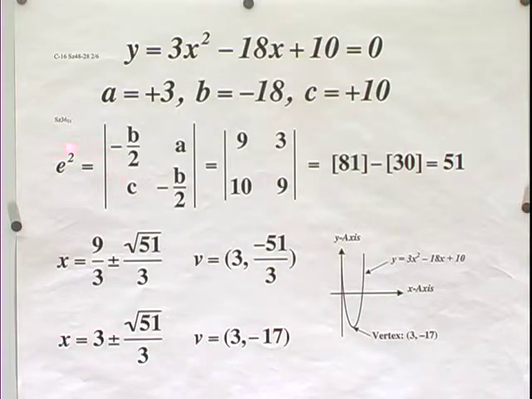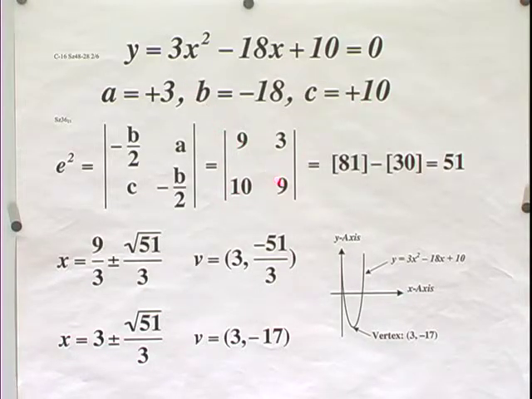The deviation from a trinomial square is minus b over 2 in these two places. We're going to use a determinant to facilitate the computation. So b is minus 18, and this minus times that minus is going to make this a plus. So 18 divided by 2 is 9, plus 9. And I'll put the 9 there. And then this A is going to be put here, 3, and C is 10.